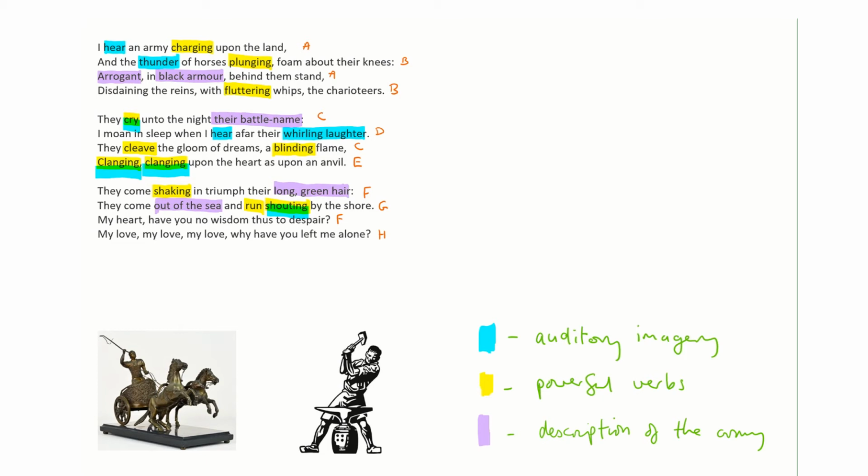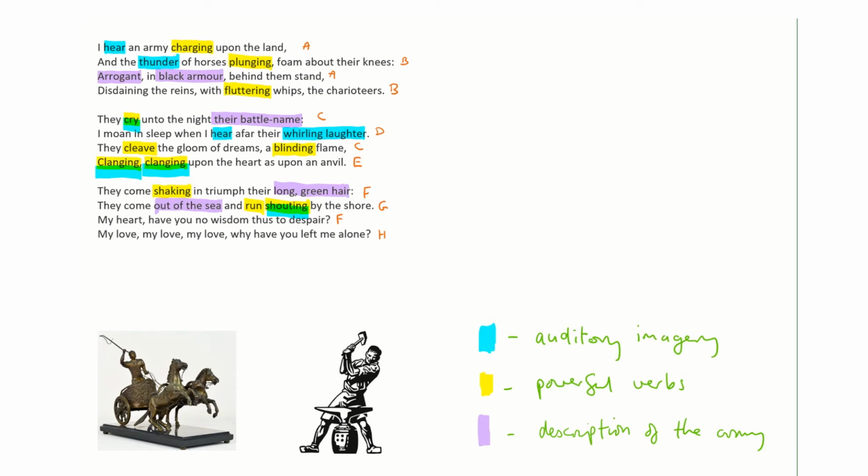And then we have the image at the end of that second stanza, which relates to the picture in the middle at the bottom of your screen. Again, talking about the army and the way that they are clanging upon the heart as upon an anvil. So we get again a sense of the army's power and the sheer destructive nature of the army as it attacks. And obviously clanging is quite an interesting onomatopoeic word. It sounds a bit like what it is describing, and Joyce also repeats it, so we have a double clanging here, giving a real sense of how overwhelming these sounds are as the army attacks.